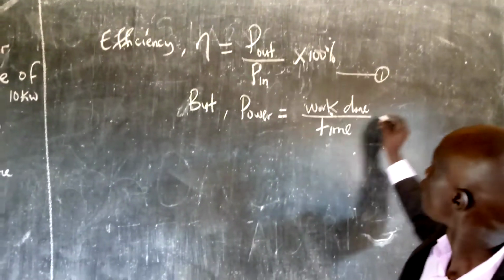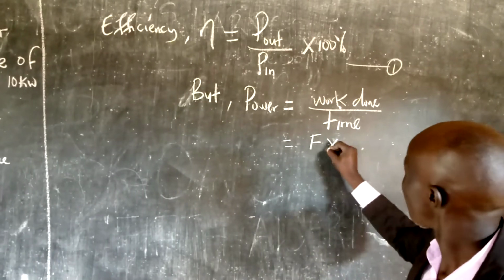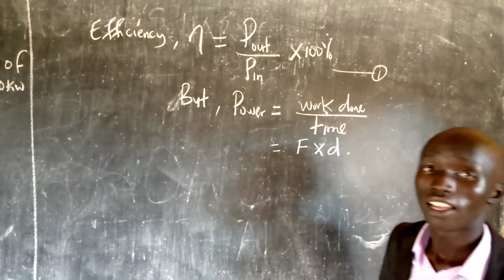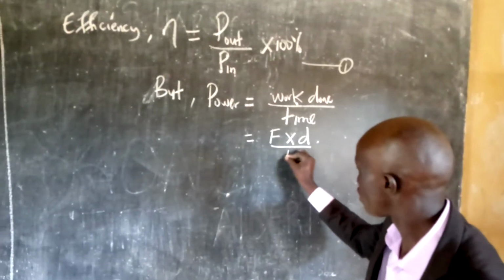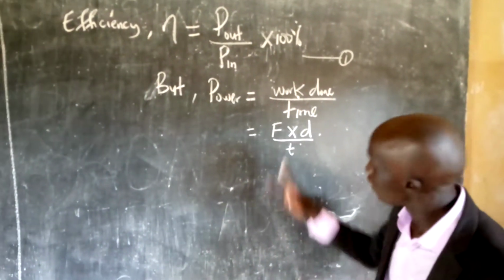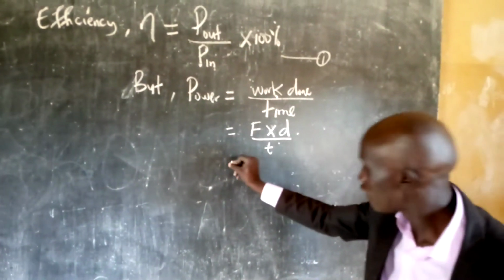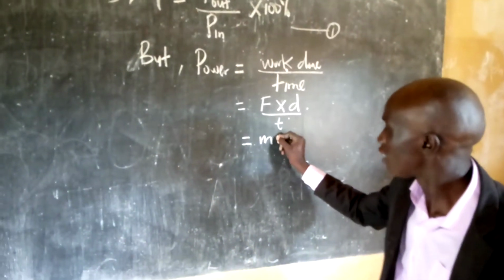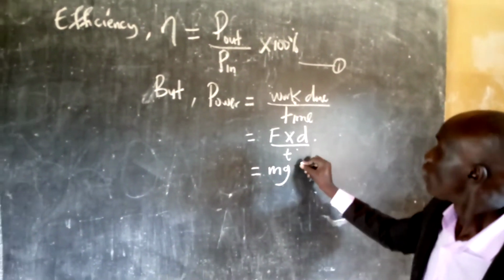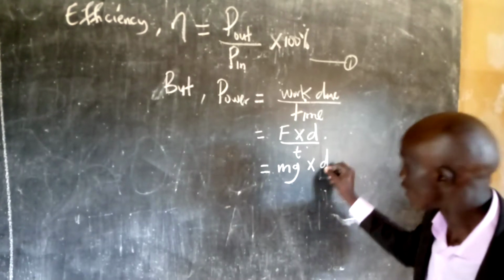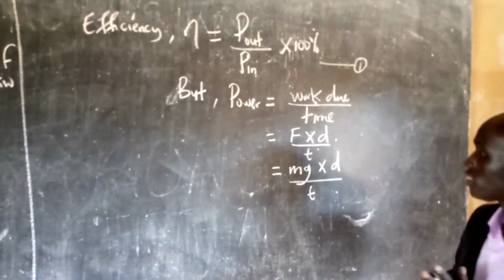So, but what is work done? Work done is given by the product of force and the perpendicular distance. I hope you are following very well. So over time, let's call time as small t. And then we also know that force is given by the product of mass and gravity. That is the force. Then times the distance divided by t. Follow me very well, please.